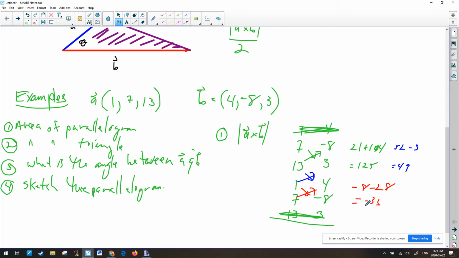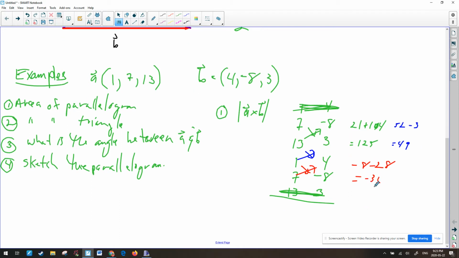So the cross product of A crossed with B, right? So A cross B is going to be equal to 125, 49, doesn't really look like 49, negative 36. Wow, garbage writing on my part, big time. Okay, lovely. So there it is.